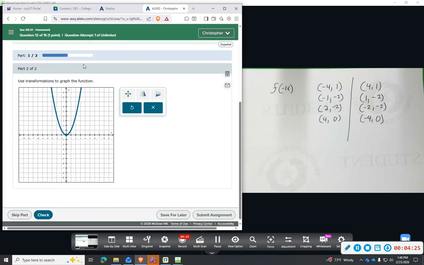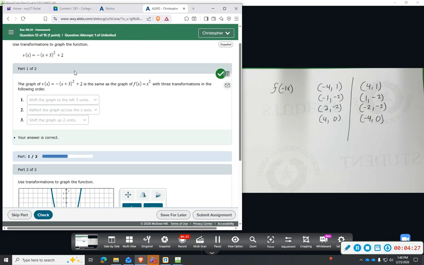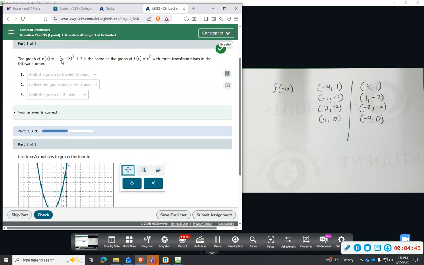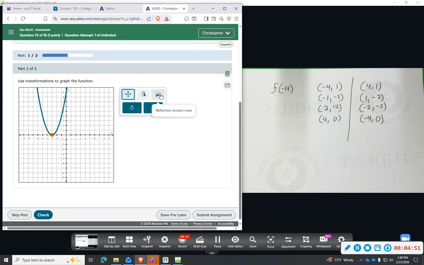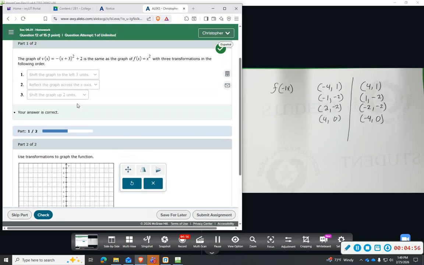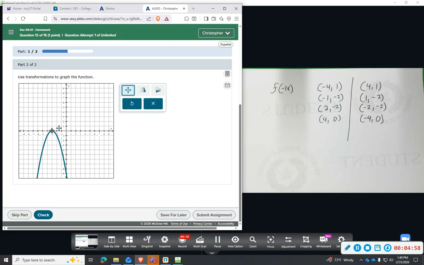All right, part 2, now we want to apply these transformations. So we're going to go left 3, reflect, and then go up. I'm going to move this first, left 3 units. We're going to reflect negative y across the x-axis, and then we're going to shift it up 2 units. Now, this is where we end.